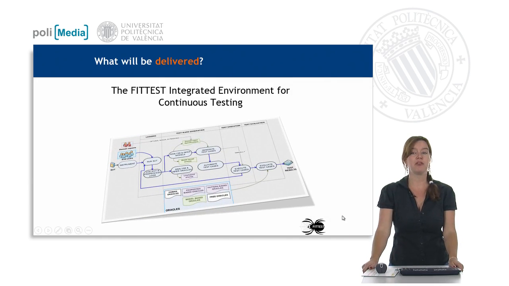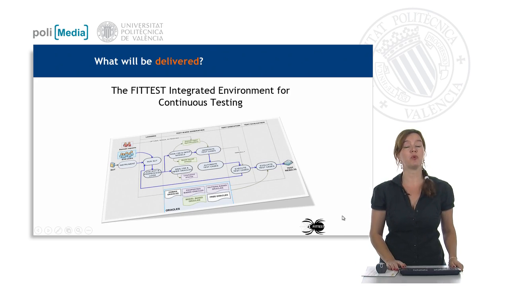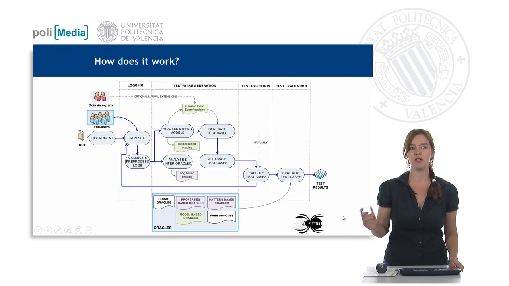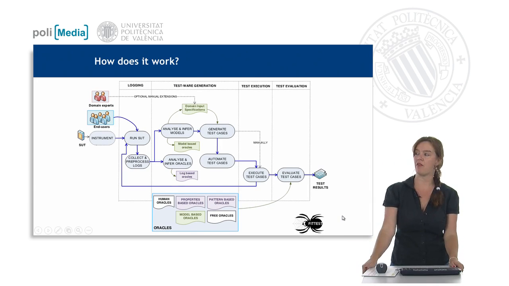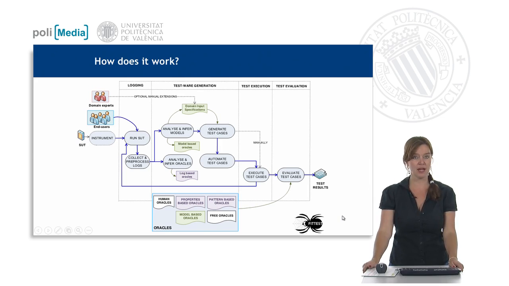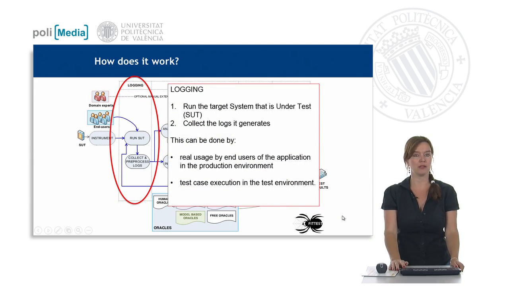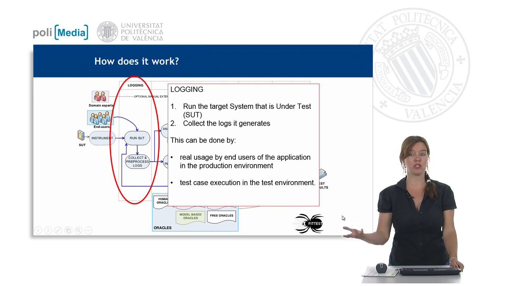So what will be delivered after this project finishes? We will have a FITTEST integrated environment for automated and continuous testing, of which you can see the process flow on this picture. So let's look at this picture more in detail and see how this works. Here we have all the processes that act in this automated and continuous testing environment, and we start with logging. So we run the system under test and collect the logs it generates.